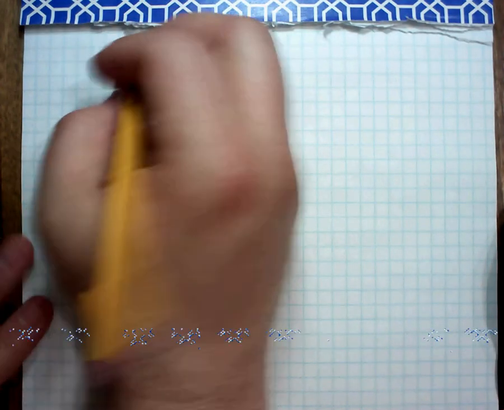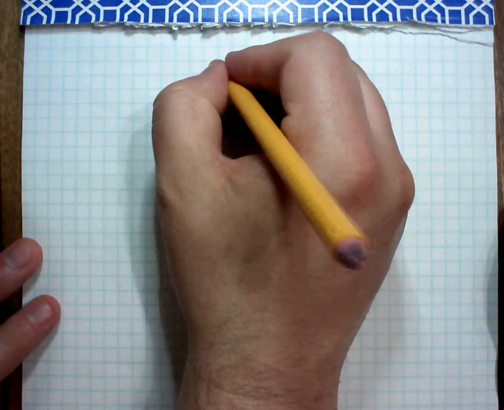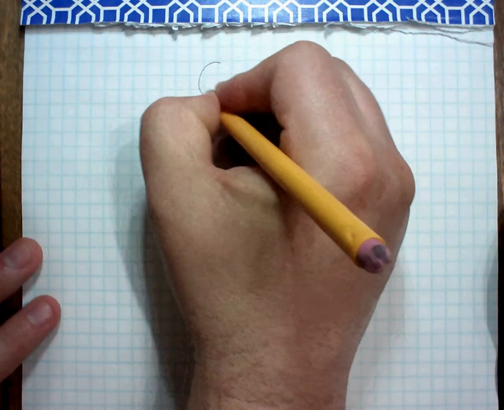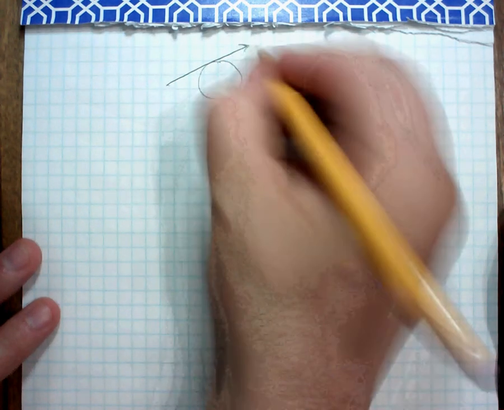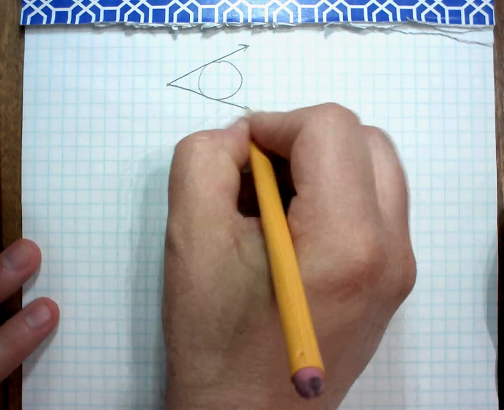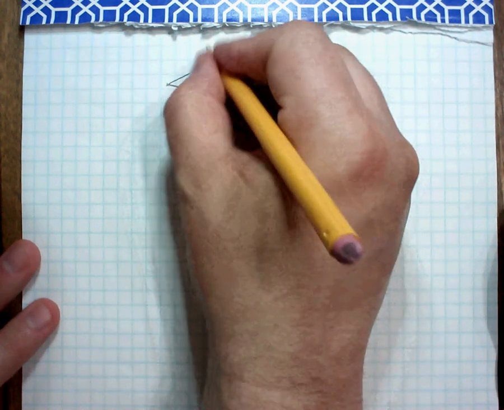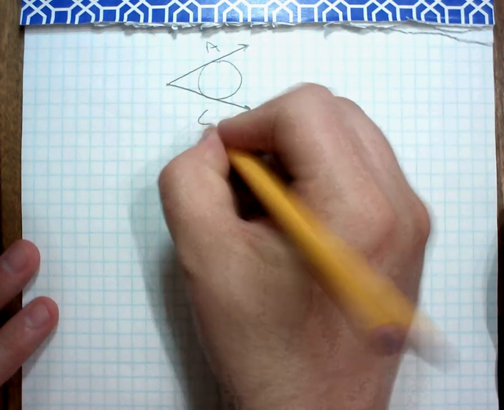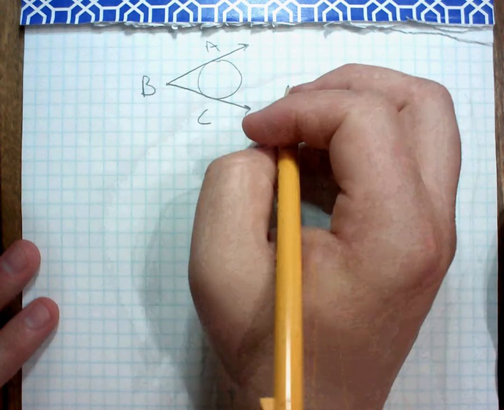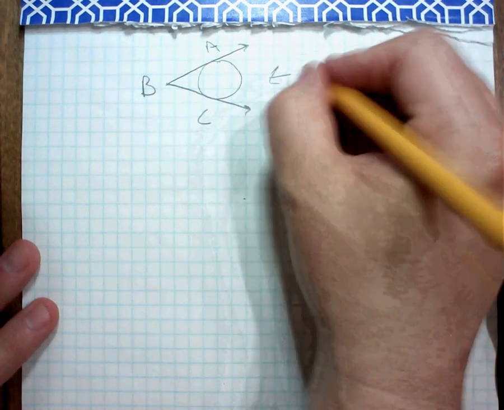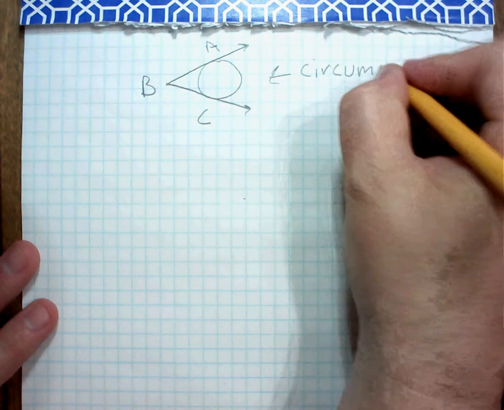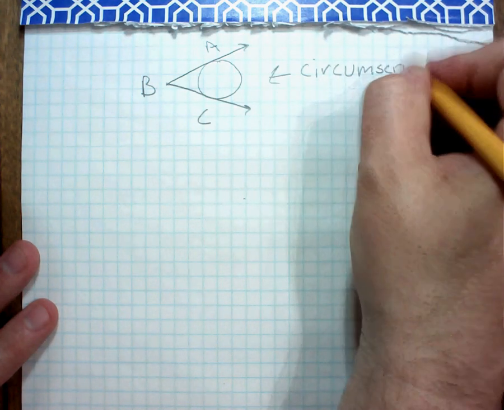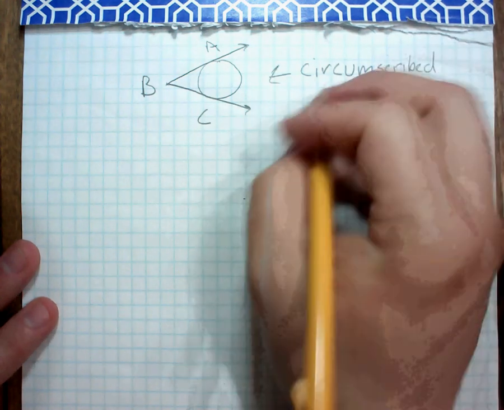So for example number 3, we're going to need to know the concept of a circumscribed angle. If I have a perfectly drawn circle like this, and this is point of tangency A, point of tangency C, and this is B, then this is what we would call a circumscribed angle.